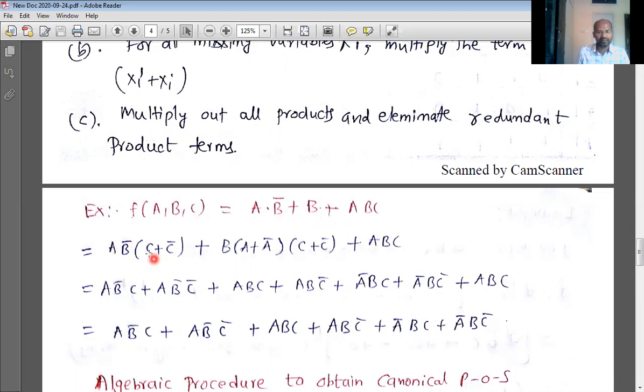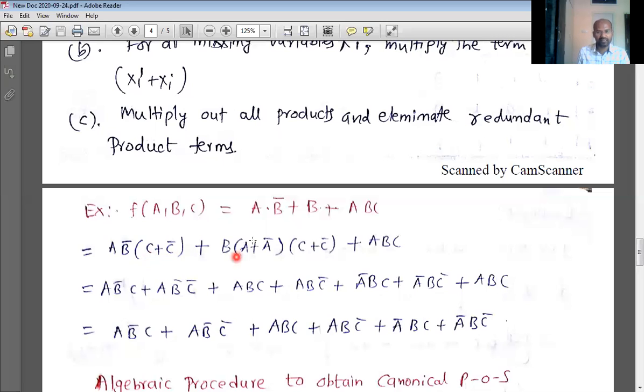Instead of 1, write the missing literal like this, C plus C bar. The missing literal is C. So we write C plus C bar. What is C plus C bar? Always equal to 1. So AB bar into 1, where 1 is C plus C bar, the missing literal. So this doesn't alter the result.